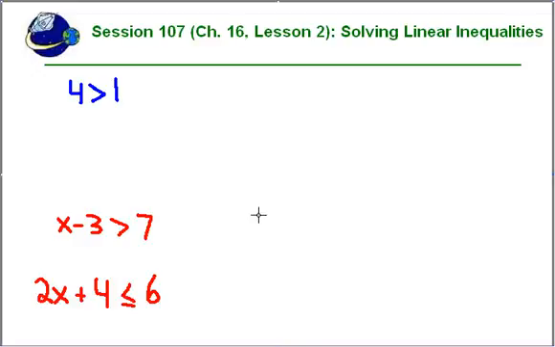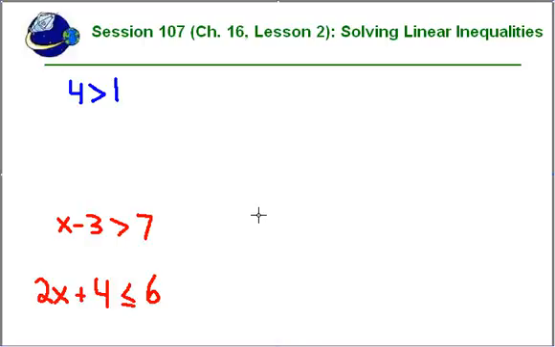Here in session 107, we'll be solving linear inequalities, but before we do, let's review some of the properties or qualities of equalities and see which ones also apply to inequalities. If you remember from basic equations, which are equalities, in algebra, whatever you do to one side of the equation, you have to do to the other.